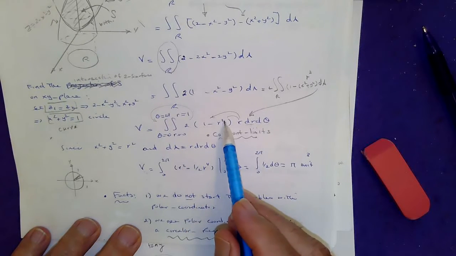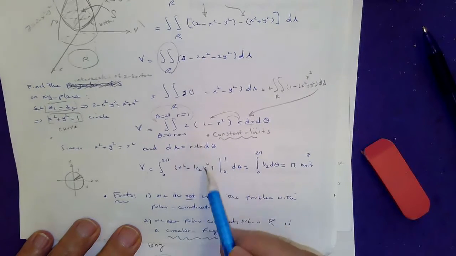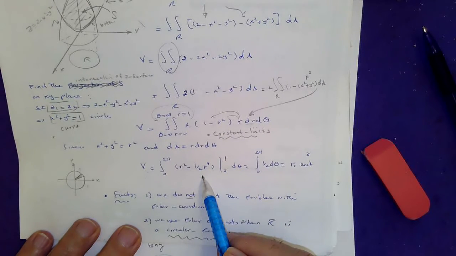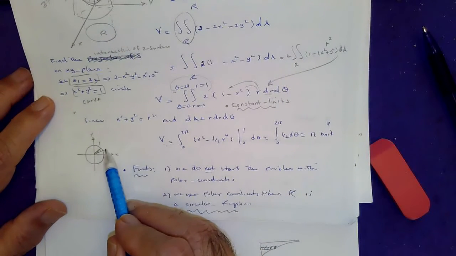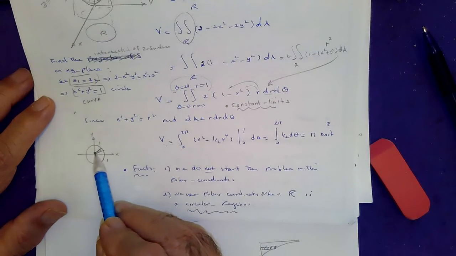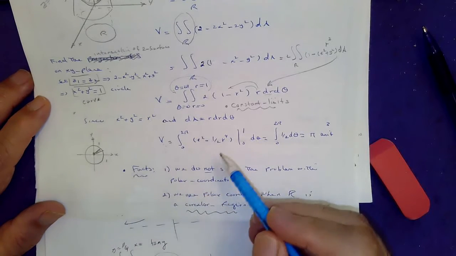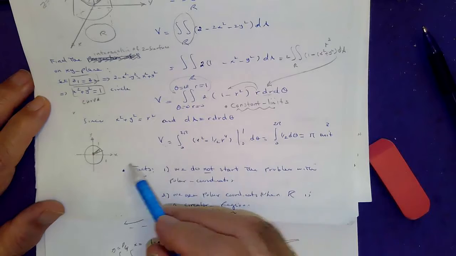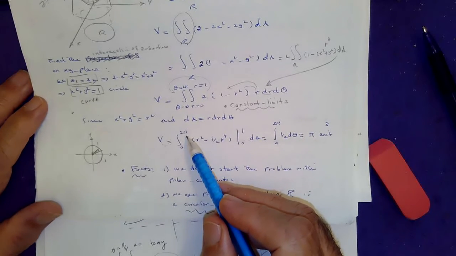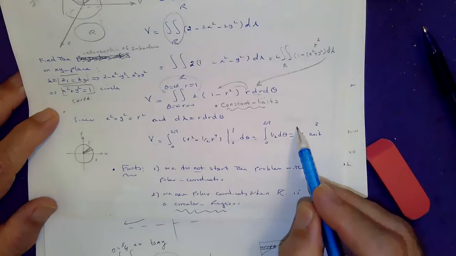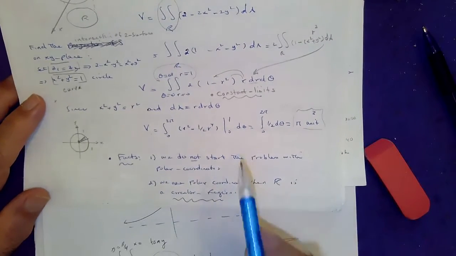And then this would give you r to the 4 over 4, but then there's a 2, so it's 1/2, right? But r goes from 0 to 1 because this is a circle centered at 0. So r and theta are constant. So r goes from 0 to 1, theta goes from 0 to 2 pi. And you get pi cubic units as the volume of the surface.